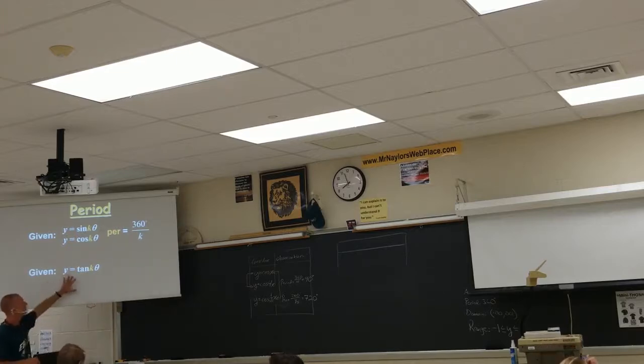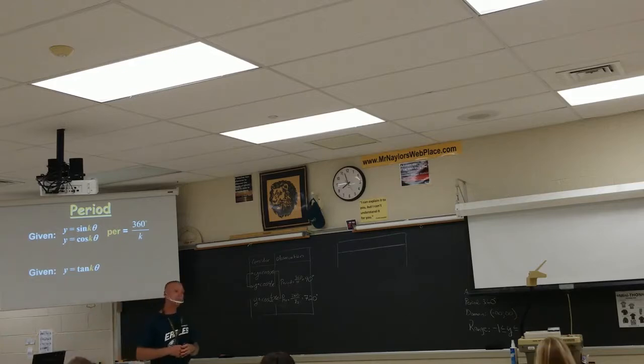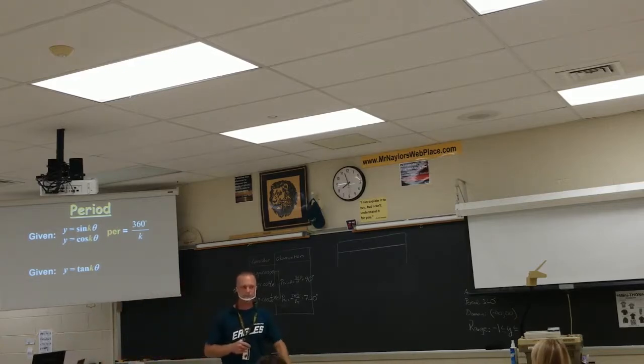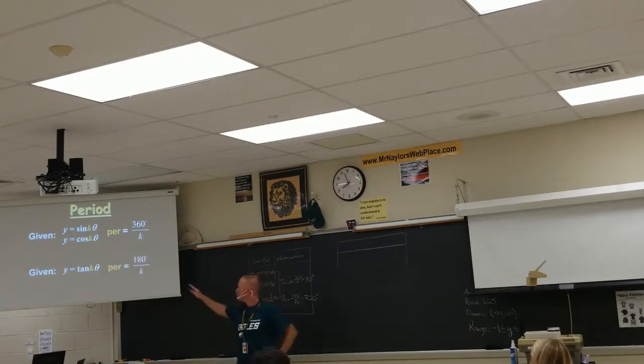So how about tangent, hanging out here by itself? We didn't look at it up on the screen, but can you adapt the rule? This time you would be taking what divided by k? You'd be taking 180. 180 would be the original period divided by k.